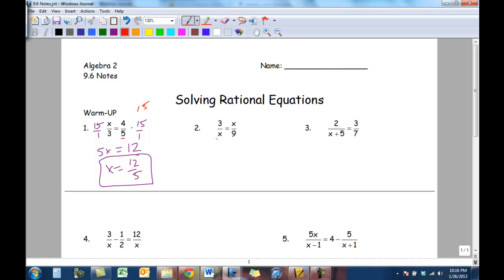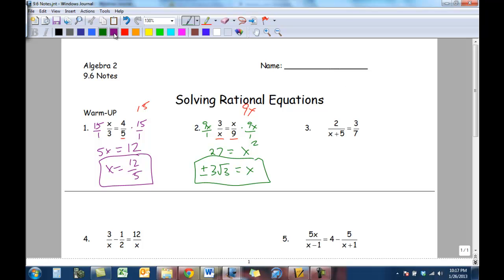Number 2. If I was to multiply by the common denominator, what would be the common denominator between 9 and x? 9x. Right? So we multiply both sides by 9x. That's 9x divided by 1, essentially here. So on this side, the x's would cancel. 9 times 3 is 27, equals. On this side, the 9's would cancel. x times x is x squared. In order to unsquare, you square root. And if you use the square root to solve, don't forget your plus or minus. Plus or minus 3 root 3 is equal to x.